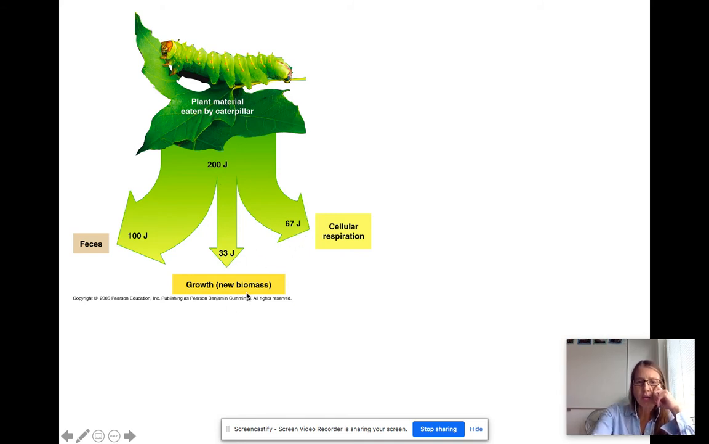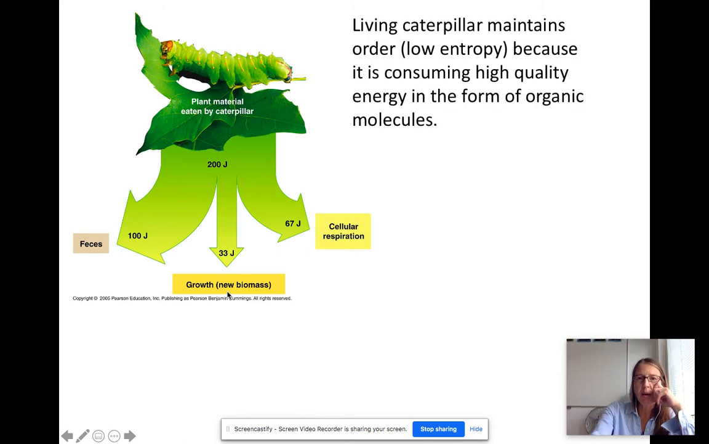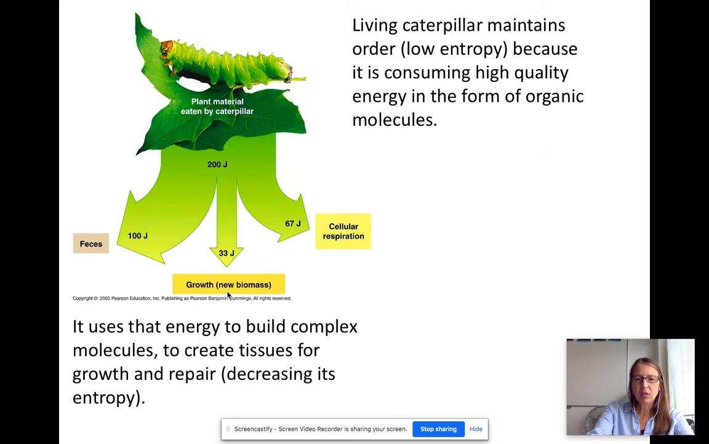Only 33 joules then go into the growth of new biomass. Okay, so here's his low entropy, because he's getting plenty of energy from organic molecules. He's going to use it to build complex molecules, create tissues, growth and repair.